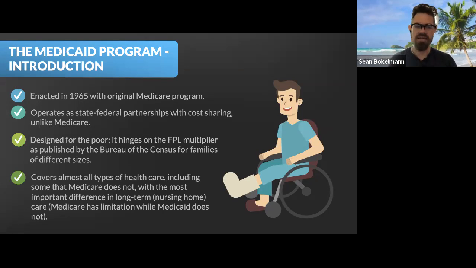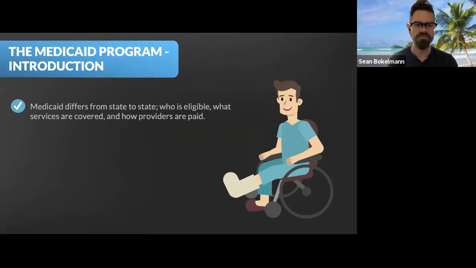And unlike Medicare, it covers almost all types of healthcare, including a lot of what Medicare does not cover, with the most important difference being in terms of long-term care or nursing home care. Medicare has limitations on nursing care, while Medicaid does not have limitations. And so because of these state partnerships, Medicaid actually is different from state to state. And it differs in terms of who is eligible, what services are covered, and how providers are paid. So this is variable from state to state.